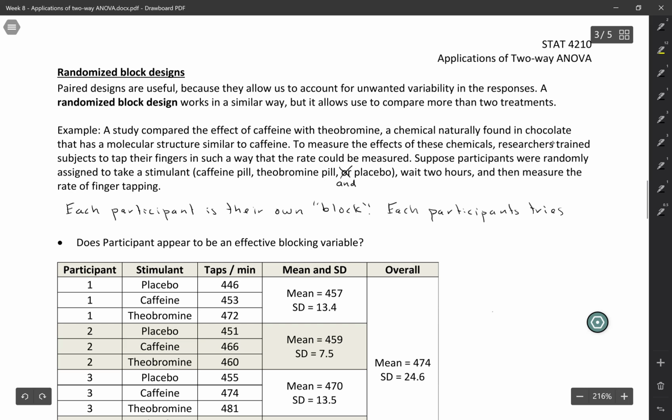Each participant tries all three, and the order is randomized. So that's important because otherwise we might have order effects to worry about. Maybe people get better with practice or something like that. So we want to do this in a random order.